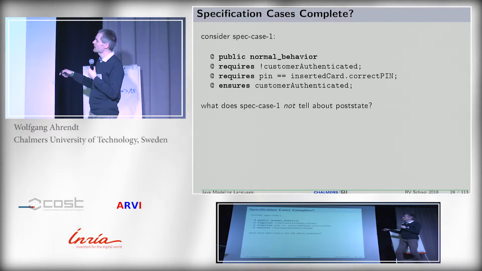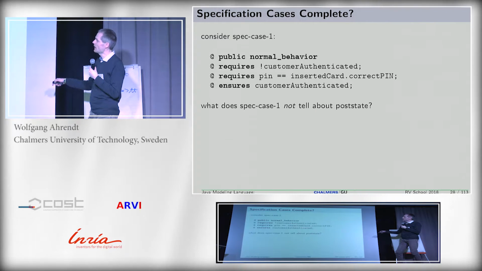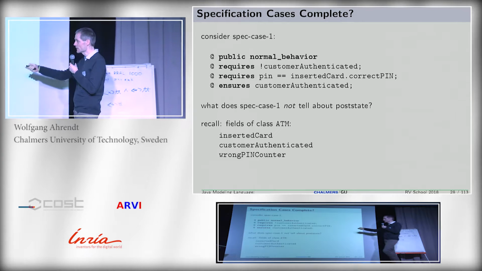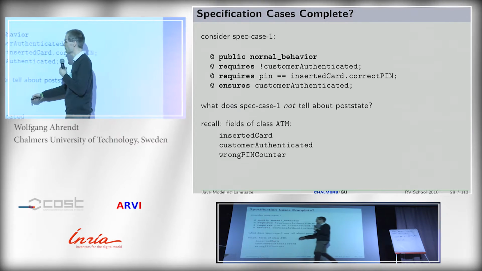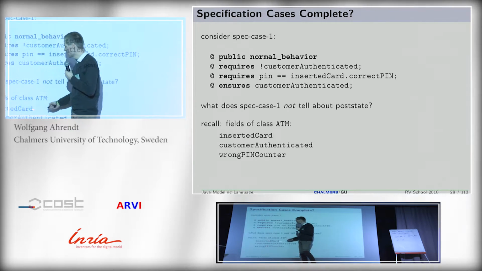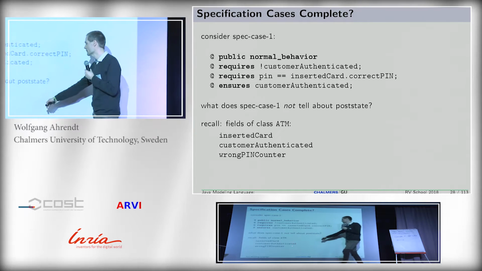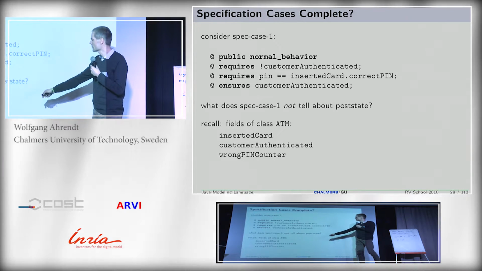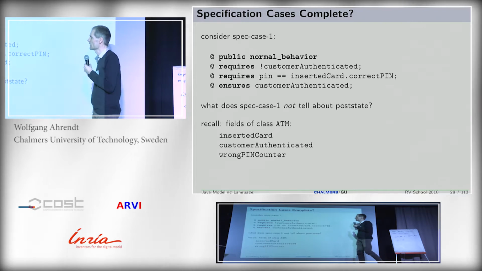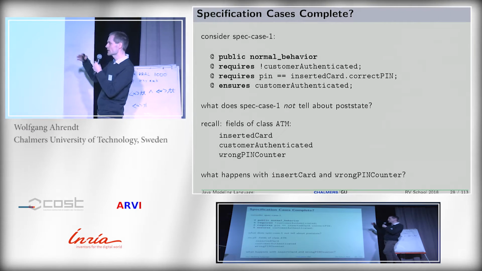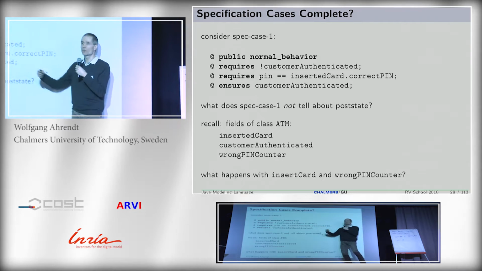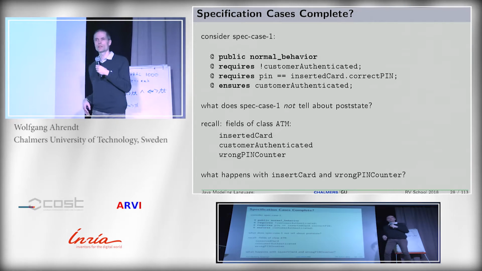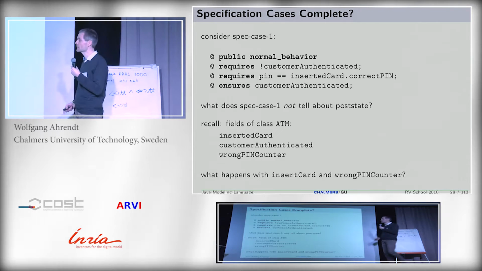But is the specification complete? So we now said something about custom authenticated in this specification case, in the first one, but we didn't say anything about inserted card, custom authenticated. No, this we say something about, but not about this and not about that. And the same holds for the other specification cases. We say something about one field, but not about other fields. And the intuition is, the other fields will not change. But that's not the formal semantics.